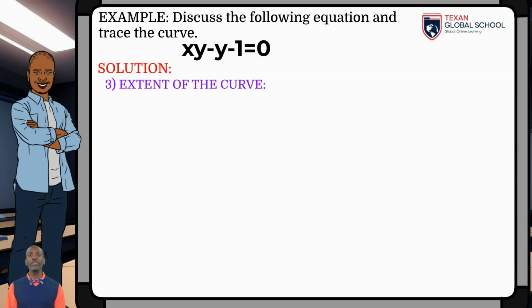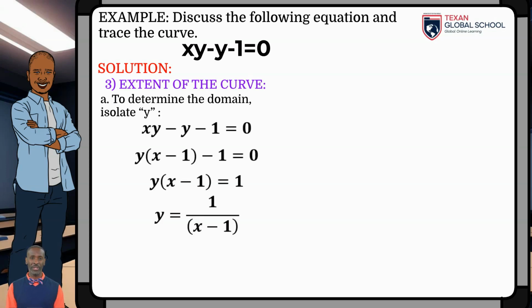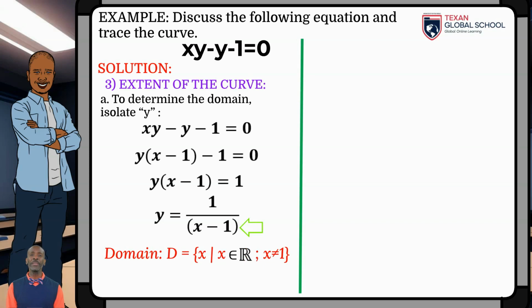Now, let us determine the extent of the curve. To determine the domain, isolate y. There is a restriction in the domain when x is equal to 1, since the denominator becomes 0. Therefore, the domain includes all real numbers except 1.